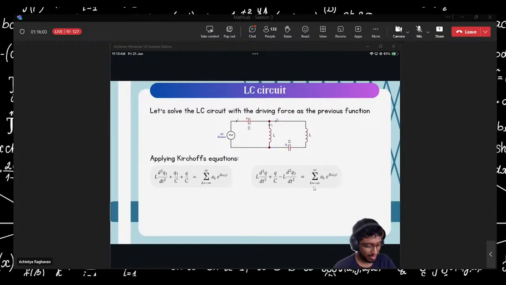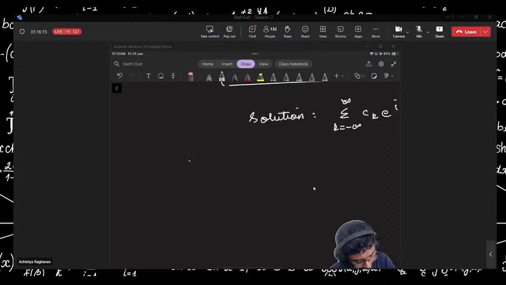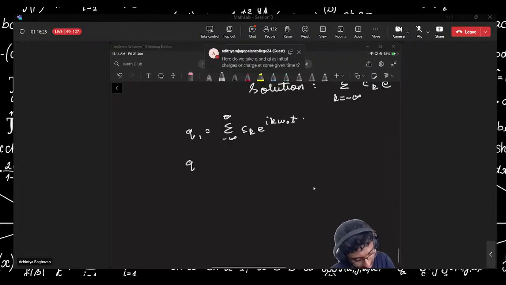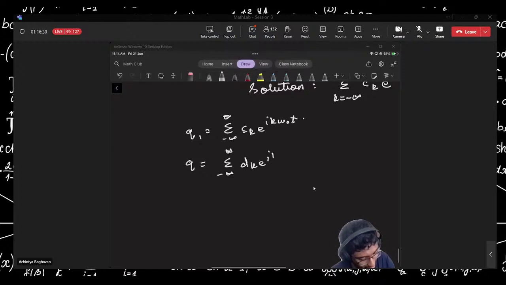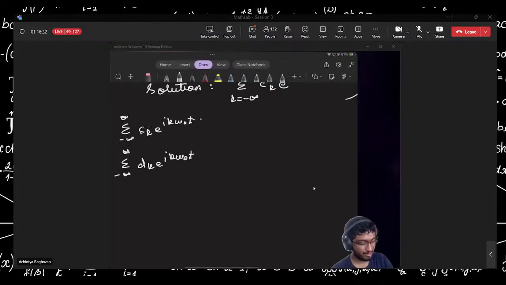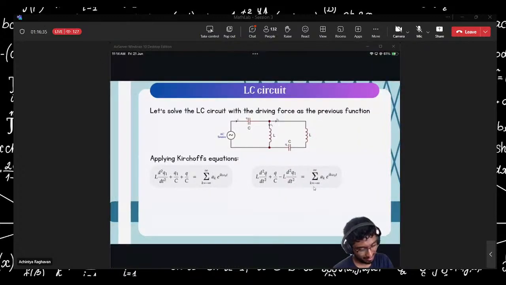The way you would deal with this is you take Q1 equal to summation Tk e power ik omega naught t. And Q is equal to some summation of ck e power ik omega naught t. And you'd solve for ck and Tk. And it turns out this is the solution. I'm not going to do it.